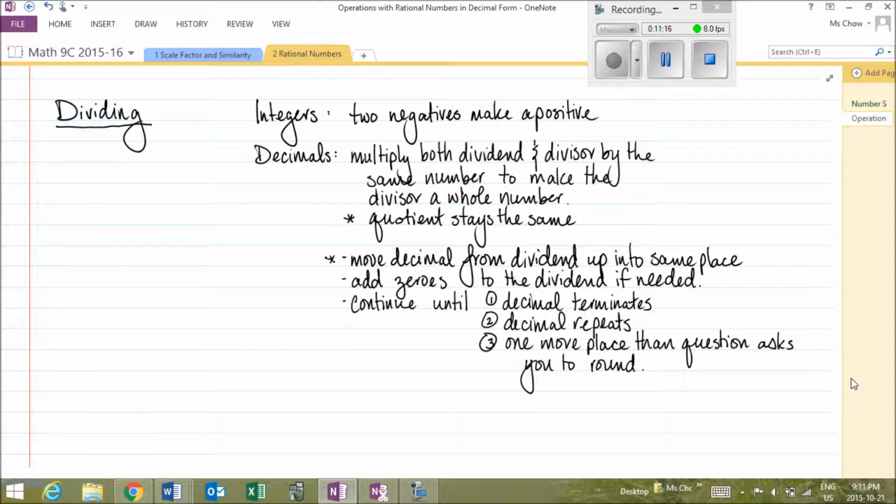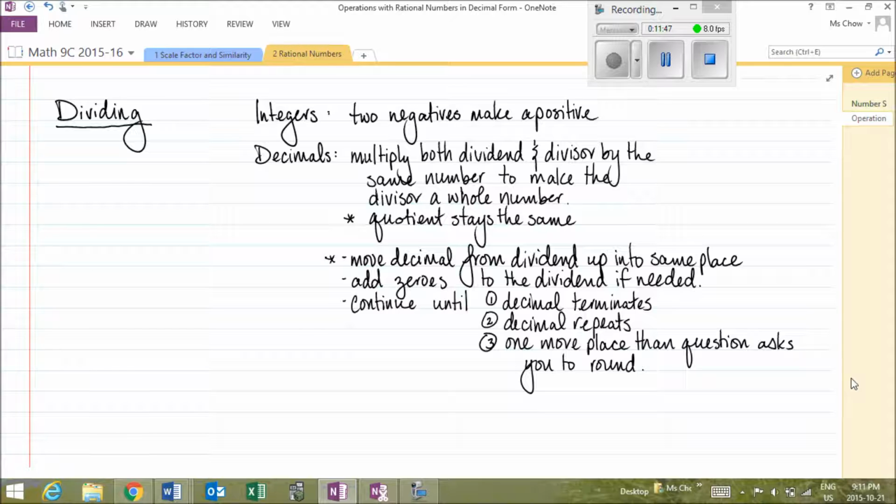And how do you know when to continue and when to stop that long division? Well, you want to continue either for one of 3 reasons: until the decimal terminates, then of course you're naturally done; until the decimal starts repeating, which means that you'll be otherwise doing this forever; or if the question asks you to round, then you want to give one more place than the question asks, so that you have something to round with.